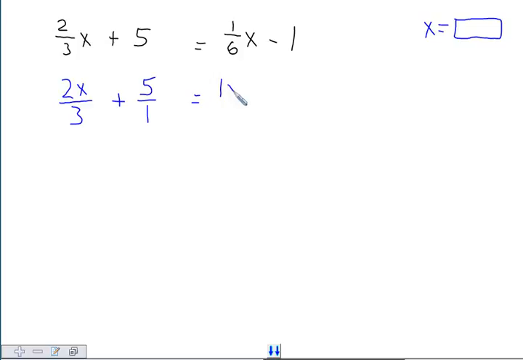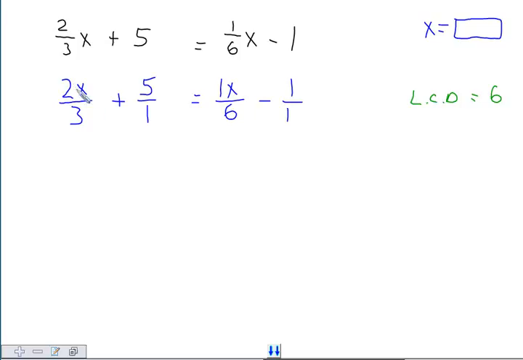Here, I'm going to put the x up in the numerator. And I'm going to write this integer as 1 over 1. We haven't really changed anything yet. We've just rewritten it a little bit. Now, we're going to write an equivalent equation that has the same least common denominator. And let's see, I've got denominators of 3, 1, and 6 now. My least common denominator is going to be 6.